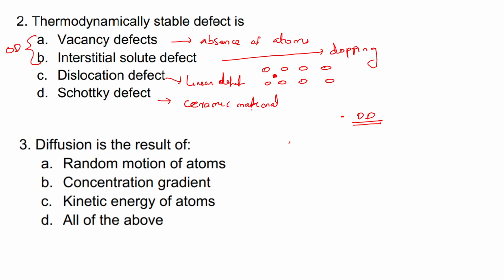Sir, what did you say? Frenkel is 2D. No, I also don't know. She said it's a planar kind of defect. Acha, actually I also don't know, that's why I asked. No, Frenkel defect is another form of point defect, right?